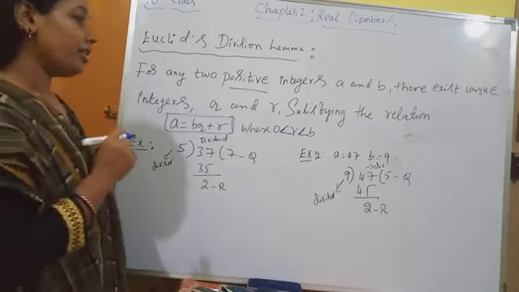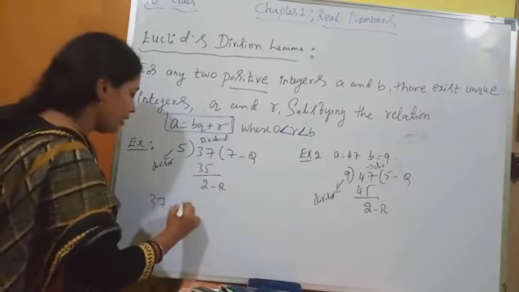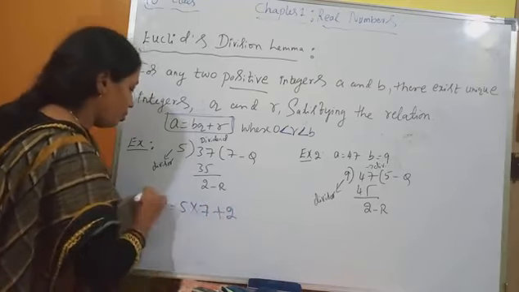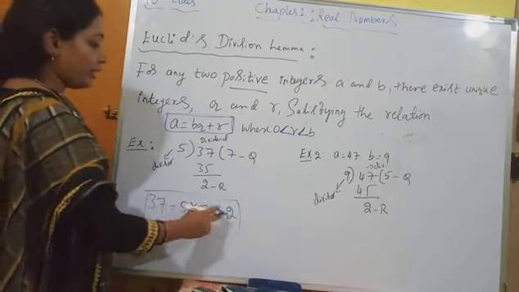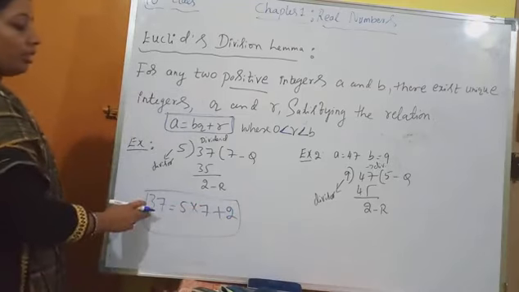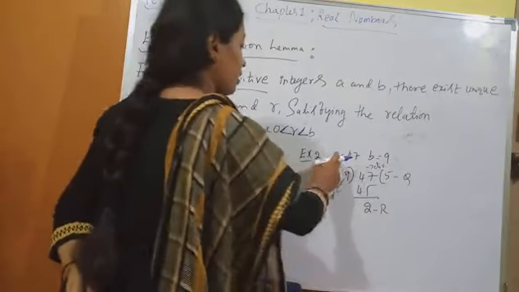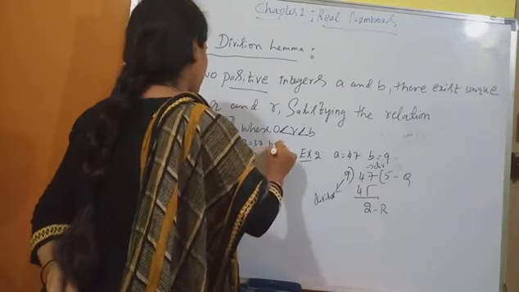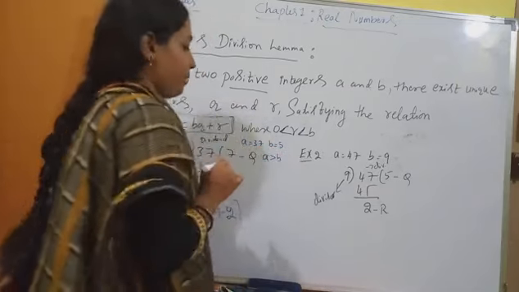The same thing we can write as 37 = 5 × 7 + 2. Can we write it now? 5 sevens are 35, and 35 plus 2 is equal to 37. Like this one also. Here we can assume a is 37 and b is 5. a is always greater than b.